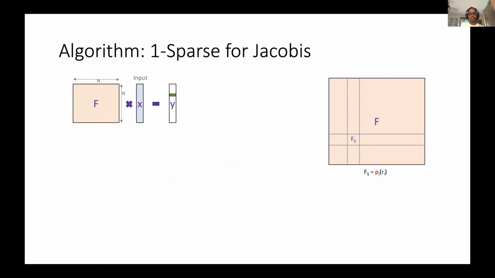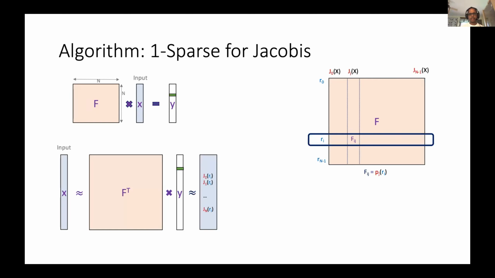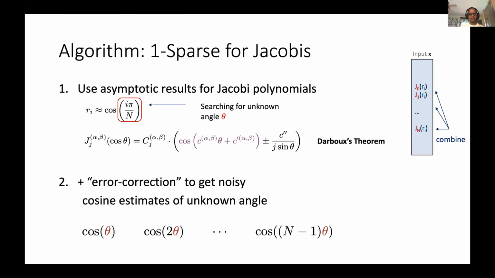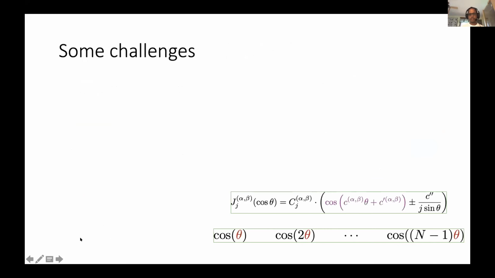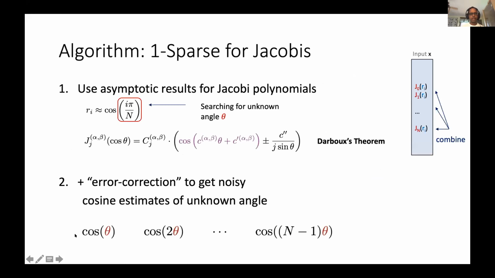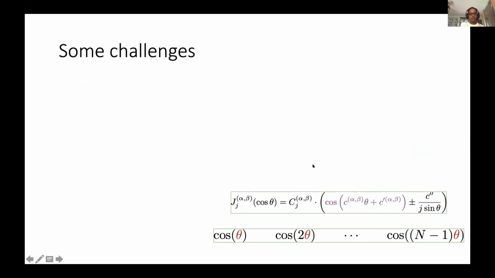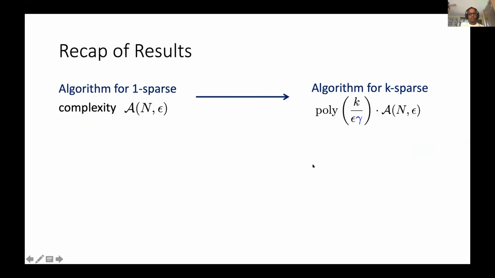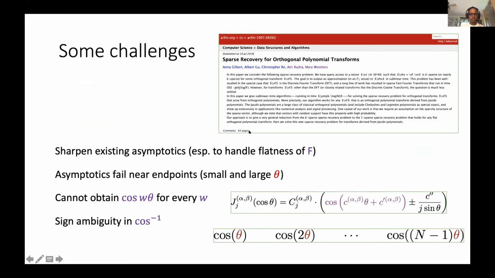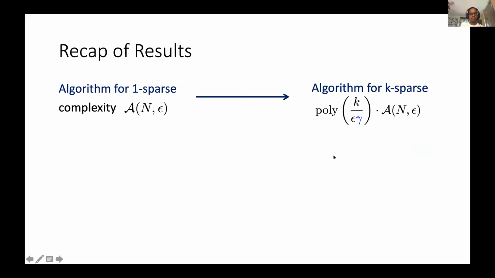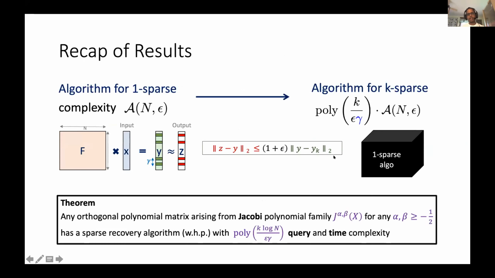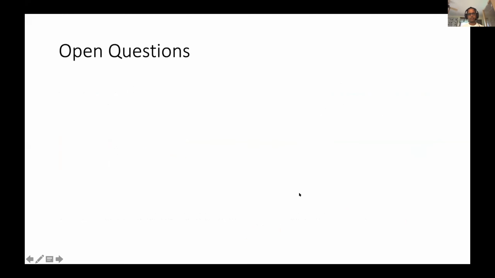For one-sparse for Jacobis, it turns out that you can reduce everything to the following problem. You have some unknown angle theta, and what I allow you is noisy access to cosine of some integer times theta. And again, most of the bulk of the 64 pages is handling these annoying border cases. But again, we have an approximate reduction from k-sparse to one-sparse, and the runtime is k log n over epsilon over gamma.